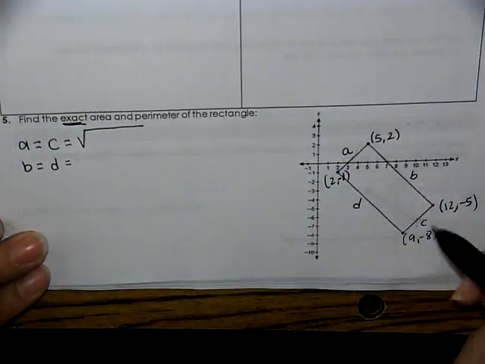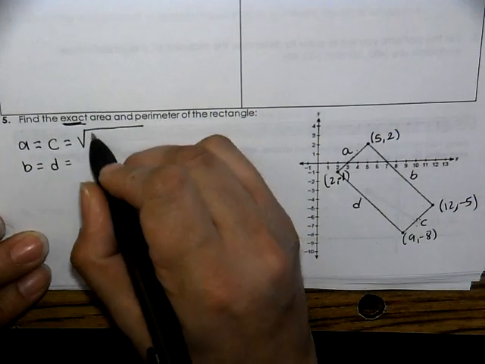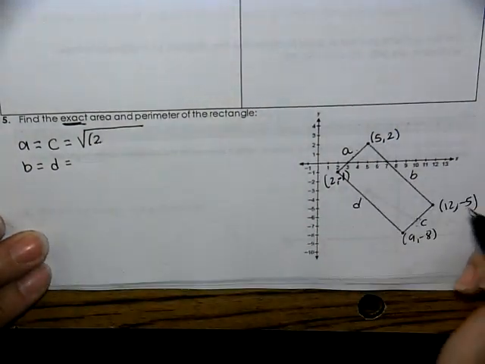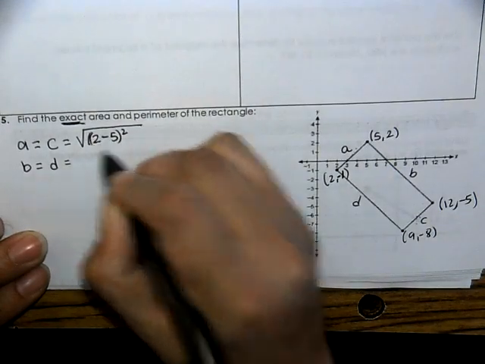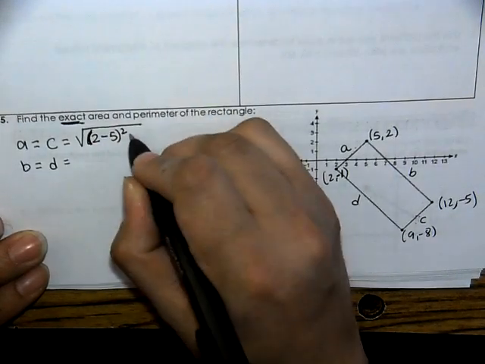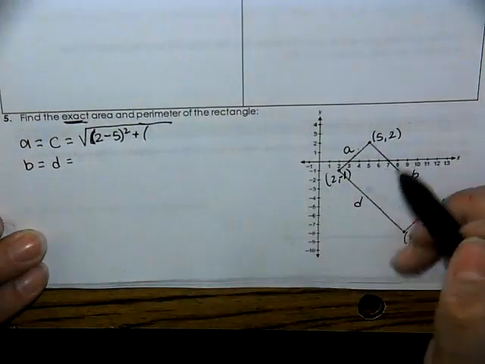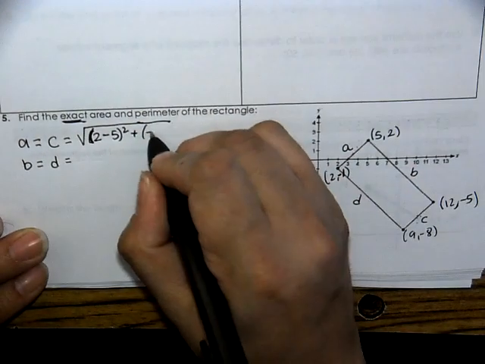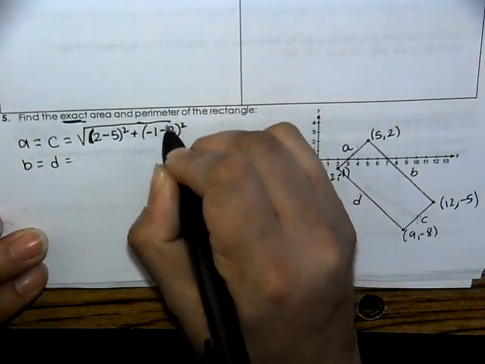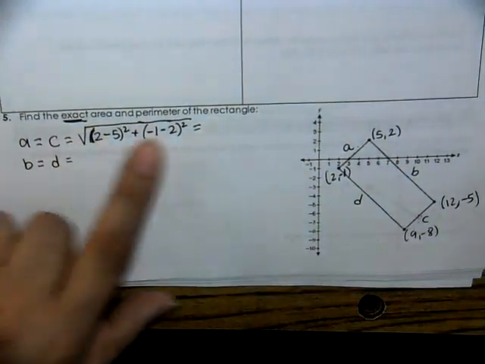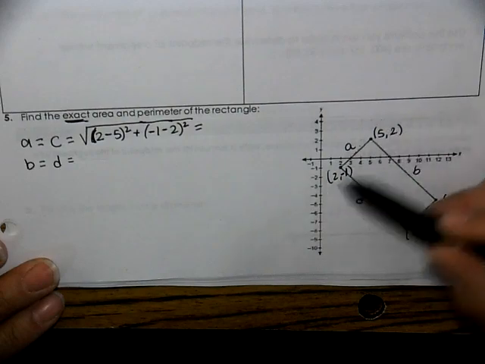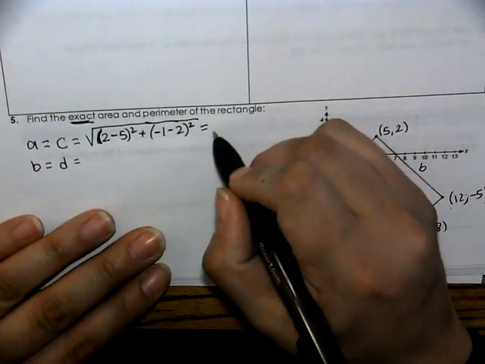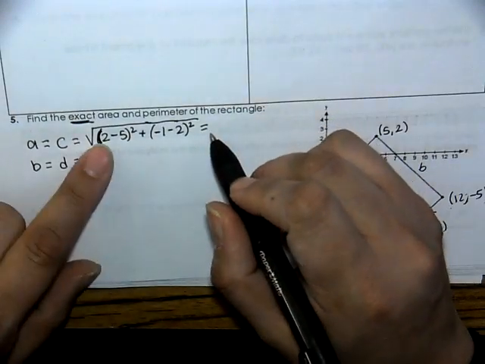For A and C, we want to do 2 minus, I'm sorry, that's the x value. So 2 minus the 5, squared. And do the same thing for the y's. We have negative 1 minus 2, squared. Again, yours can look different from mine. Maybe you use the points for C right down here. Maybe you use the order differently, but we should get the same answer, which, let's see what we get.